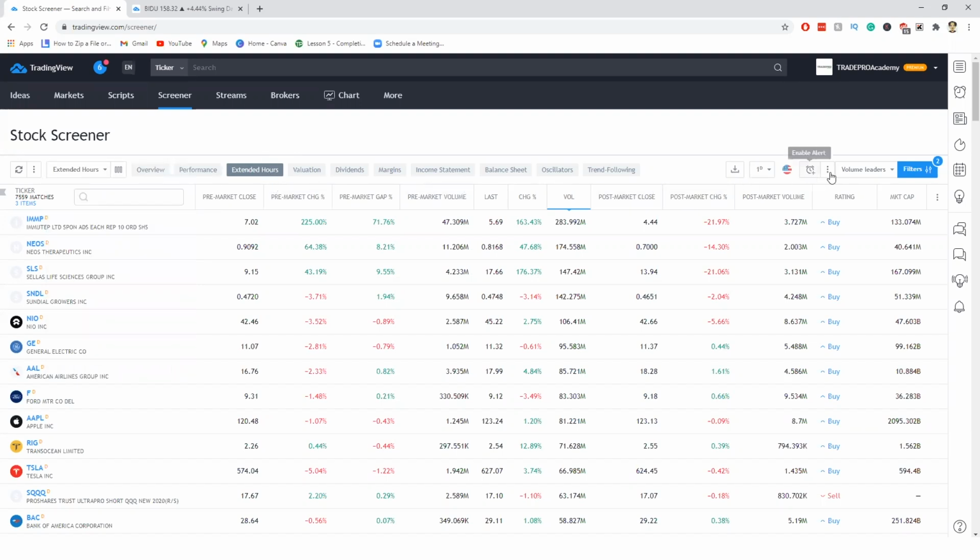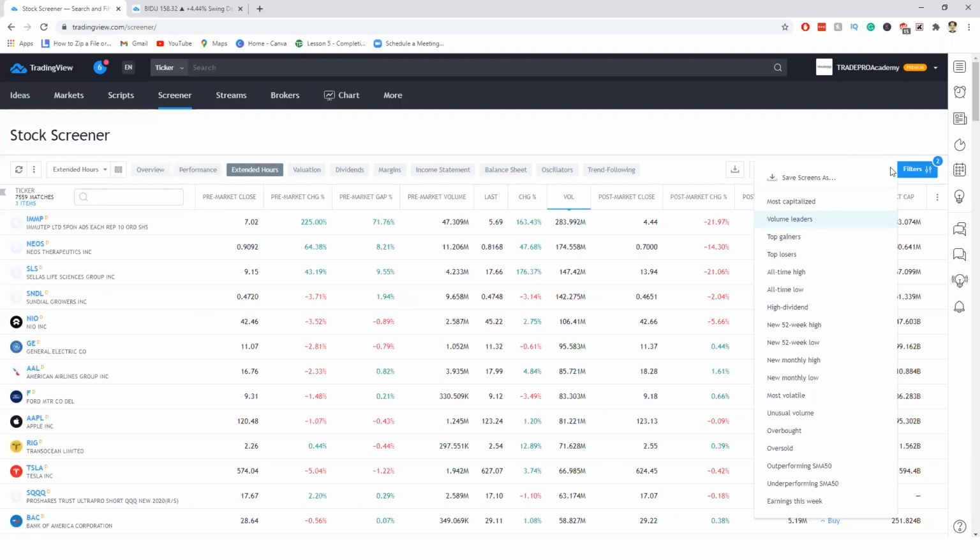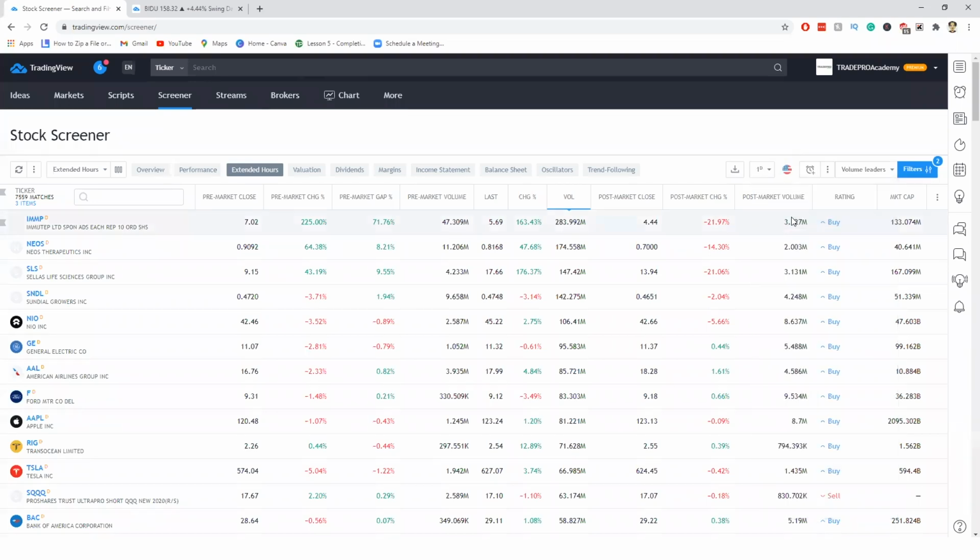Now, you have another drop down menu right here, screens. So this is very cool too and very important. You can look at different screens: most capped, volume leaders, top gainers, top losers, all time highs, whatever. All time highs are great. New 52 week highs are great for breakout trades, overbought, oversold. There are a lot of great things. However, what I like to do is typically jump into the volume leaders. We're going to keep it at volume leaders.